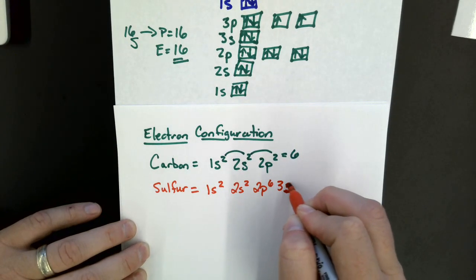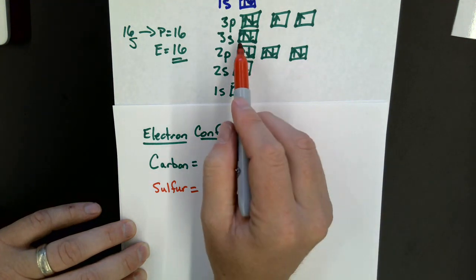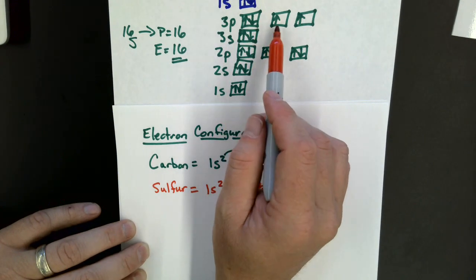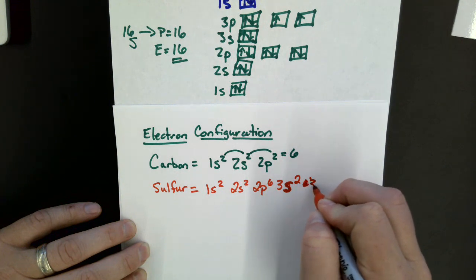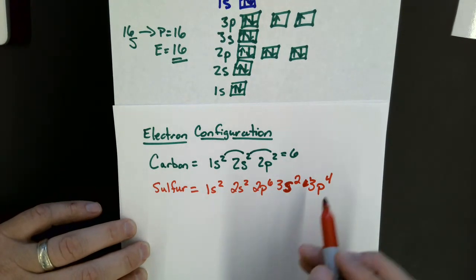Oops, sorry, that's an s. My 2's and s's are starting to look alike. We filled out 2 there. Then we're going to go up to 3p, and we have 1, 2, 3, 4 inside of there. And again, getting confused, I apologize. That is a total of 3p4.